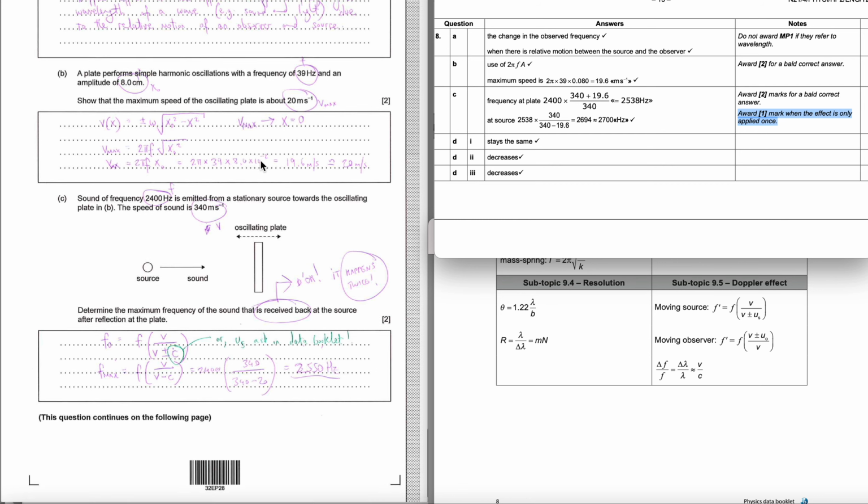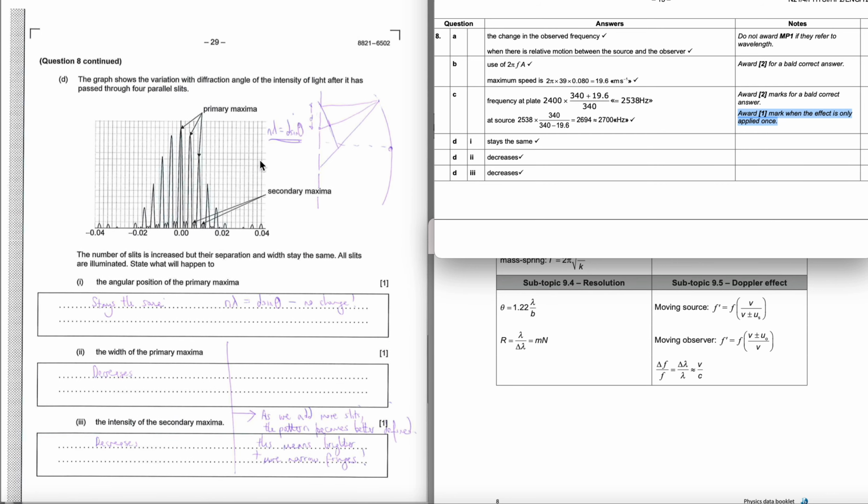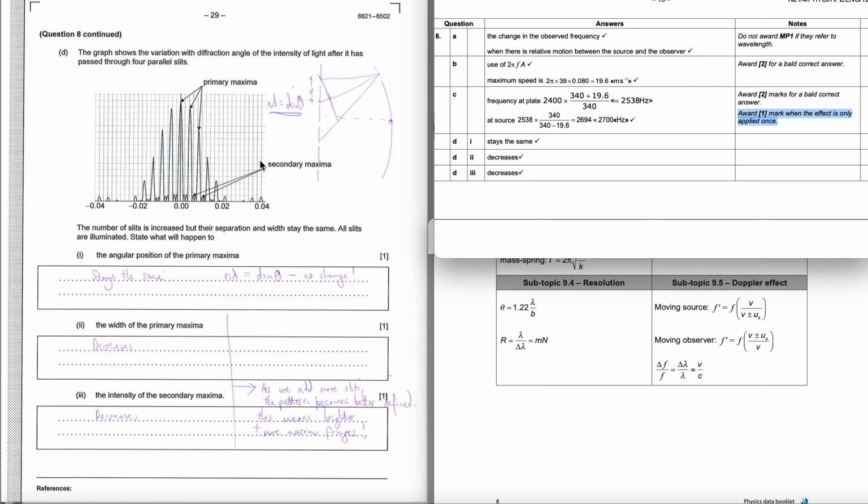The next bit is part D, and it suddenly goes into looking at some diffraction. On the surface of this, I think students find these kinds of graphs quite stressful. However, you're only being asked 3 questions. Now, on the graph, we can see the primary and the secondary maxima. We've got 4 parallel slits, so we're passing our light through the 4 parallel slits, and we're then told that the number of slits is going to increase, but their separation and width stay the same. So some things are going to change here and some things are going to stay the same.